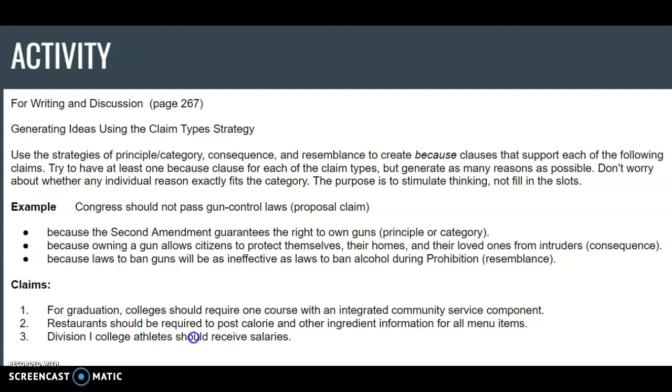And finally, here is the activity for you to complete for your homework assignment. This activity is found on page 267 of the text, and this uses the generating ideas using the claim type strategies. So you'll do this for the following 3 claims. So you're basically recreating the little chart that was included in this presentation.